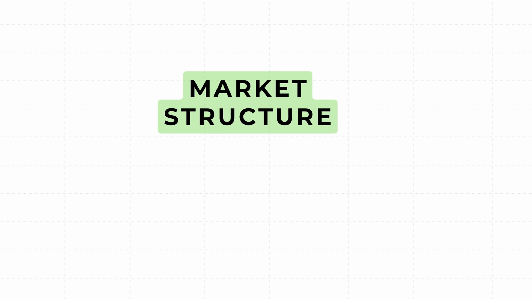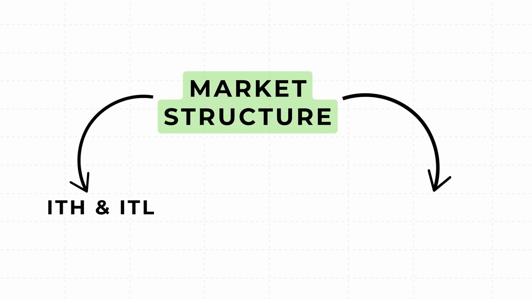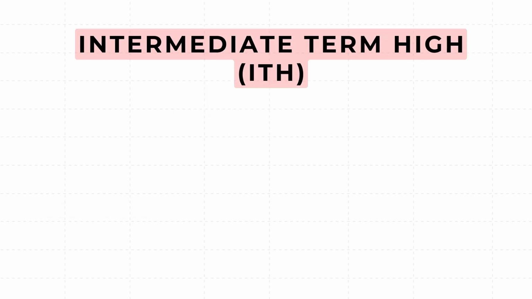Market structure is divided into two key concepts. 1. Intermediate term high and intermediate term low. 2. Short-term high and short-term low. In this video, we'll focus on intermediate term highs and intermediate term lows. In the next video, I'll dive into short-term highs and lows, which will be part of a video dedicated to order flow.